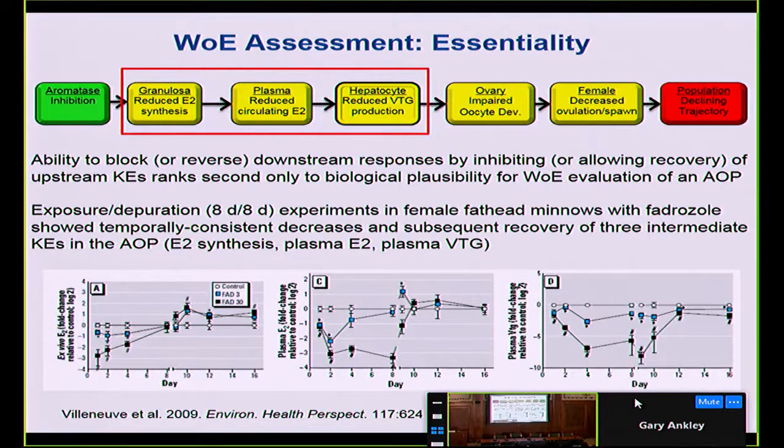If you go to the middle box, you see a very similar pattern, in this case, relative to plasma estradiol levels in the fish. It's a little bit delayed, though, but the point is when synthesis in the gonads recovers, you see a recovery in the plasma. And then the box at the far right here is vitellogenin. And again, the time course is a little delayed relative to the other two. It's downstream, but again, you see this recovery by, in this case, day 4 of the chemical-free exposure. So this is an example of establishing essentiality in an AOP.